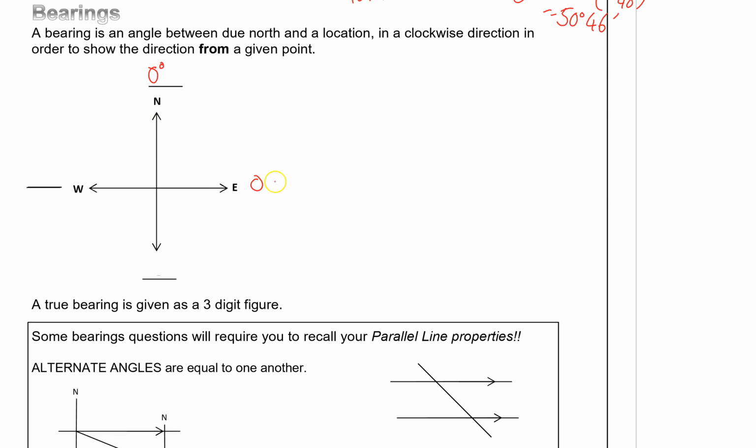We use what are called a 3-figure bearing sometimes, so 0, 9, 0 degrees, just to make up the 3 figures. This is, of course, south, which is 180 degrees. West is 270 degrees, and north can be described as 360 degrees as well. Northeast would be 45, southeast 135, southwest 225, and northwest is 315 degrees if we need those.